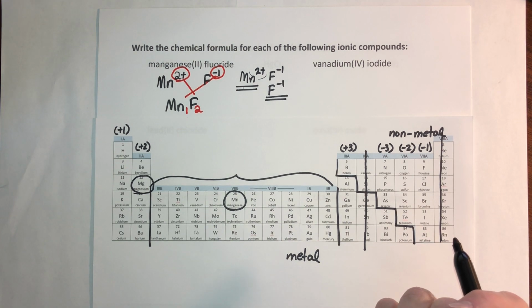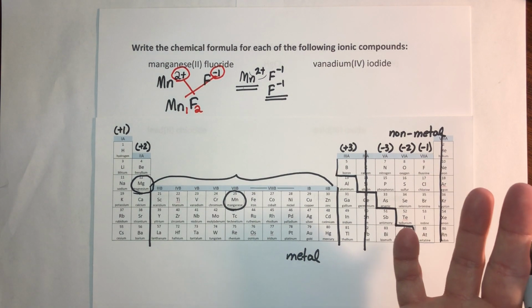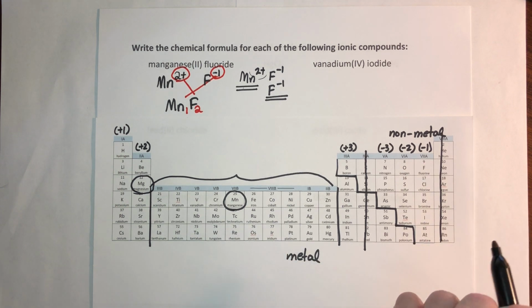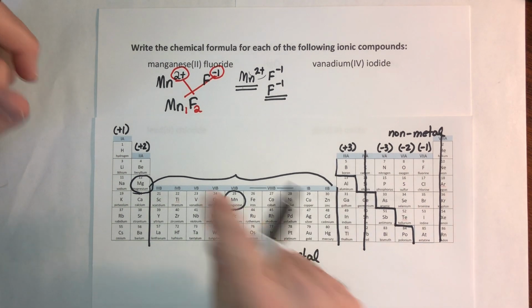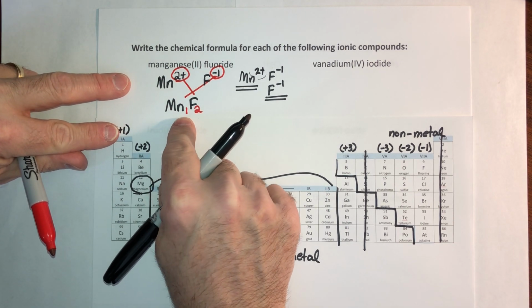Now, we also said that chemists are lazy people. I don't want to write anything that I don't have to. I guess the approved word would be concise. We're concise people. Really, we're just lazy people. I don't want to write that one.